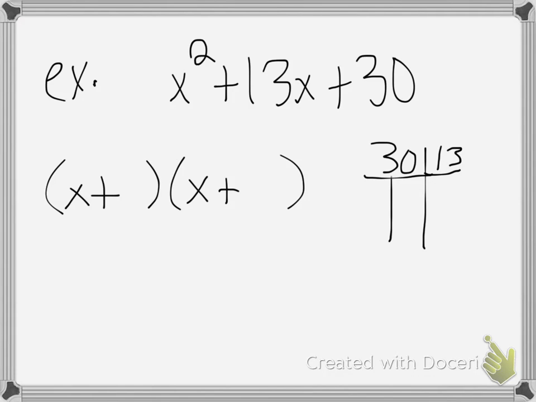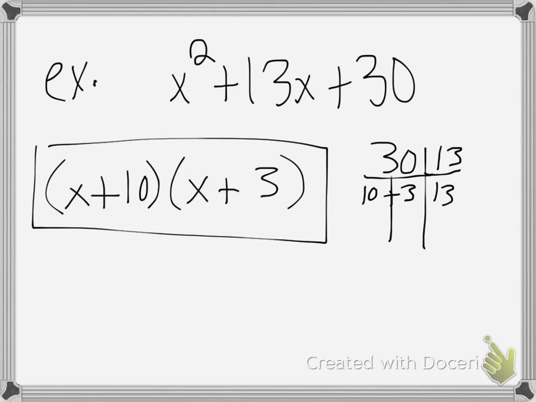So I'm looking for 2 numbers that multiply to give me 30 and add to give me 13. So I can list factors of 30 here. What are 2 numbers that multiply to give me 30? 10 and 3. Let's add 10 and 3. What's 10 plus 3? 13. Are those the 2 numbers I'm looking for? Yep. They multiply to give me 30 and add to give me 13. So I can fill in 10 right here, 3 right here. Is that factored now? Yes, it is. We're okay with that example.